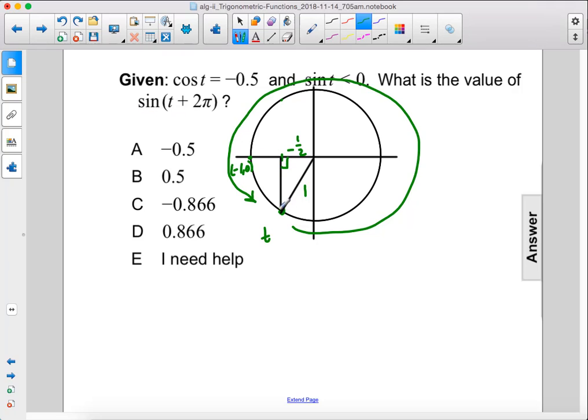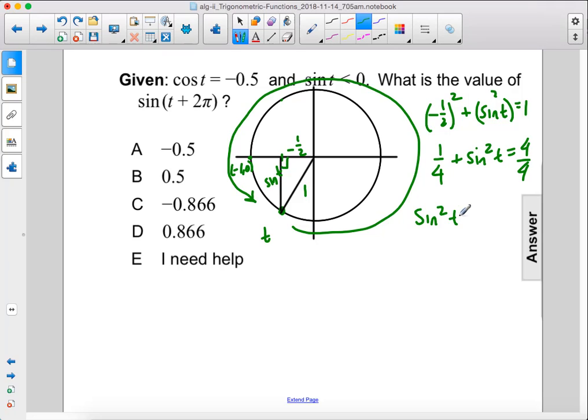So we can do the Pythagorean theorem. We know that negative 1/2 squared plus this side, we'll call it sine t. It's actually sine t plus 2 pi, but it'll be the same value. Sine t squared equals 1 squared. So this is going to be 1/4 plus sine squared t equals 4 over 4. Sine squared t equals 3 over 4.